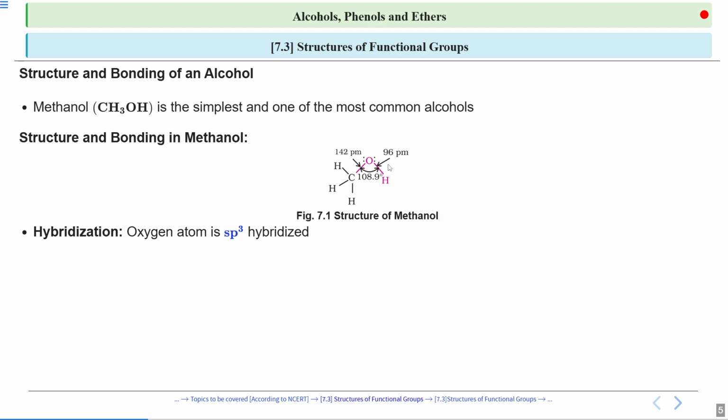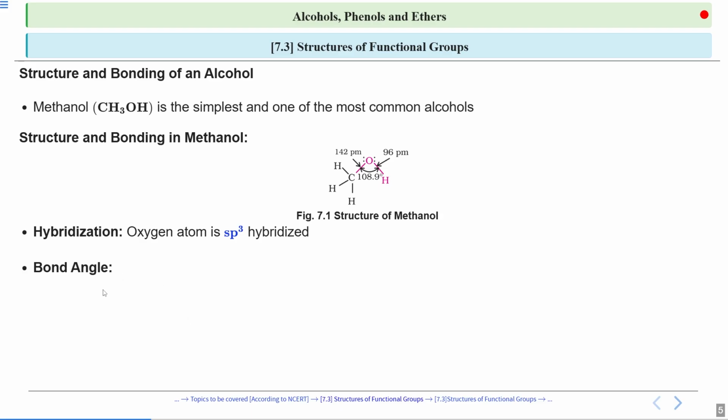So if we talk about the hybridization, the oxygen atom here in methanol is sp3 hybridized. That means it is containing 4 hybrid orbitals. If we talk about the bond angle, hybridization is sp3 for oxygen, and the hybridization is important for the structure and the reactivity of a molecule.